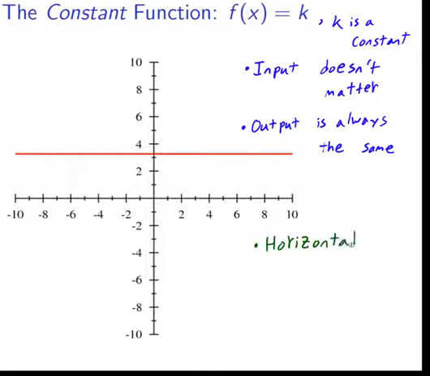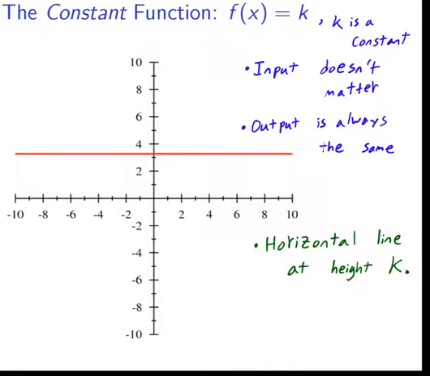So we plug in 5, it spits out k. We plug in 20, it spits out k. We plug in -47, it spits out k. So when we look at all of that together, graphically we're seeing a horizontal line at height k.